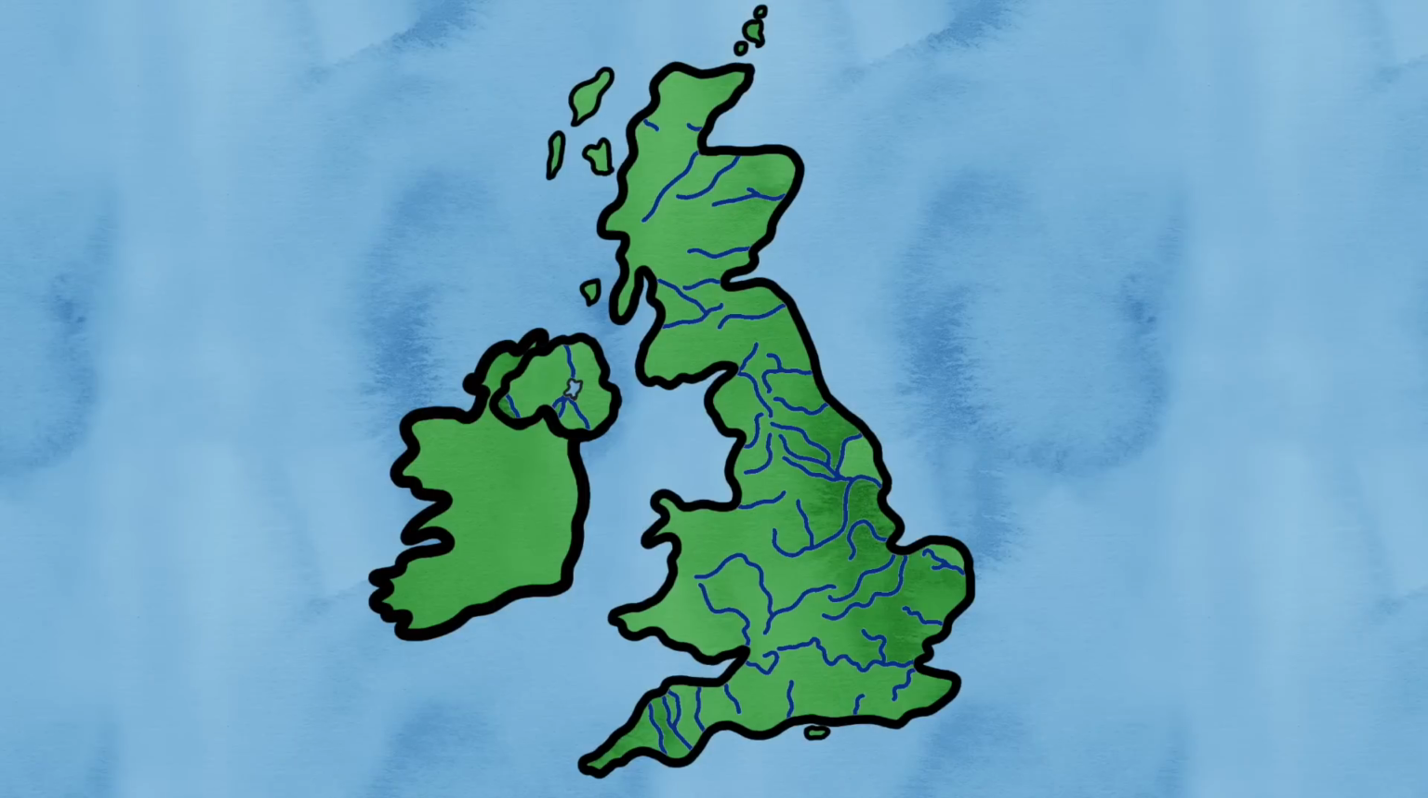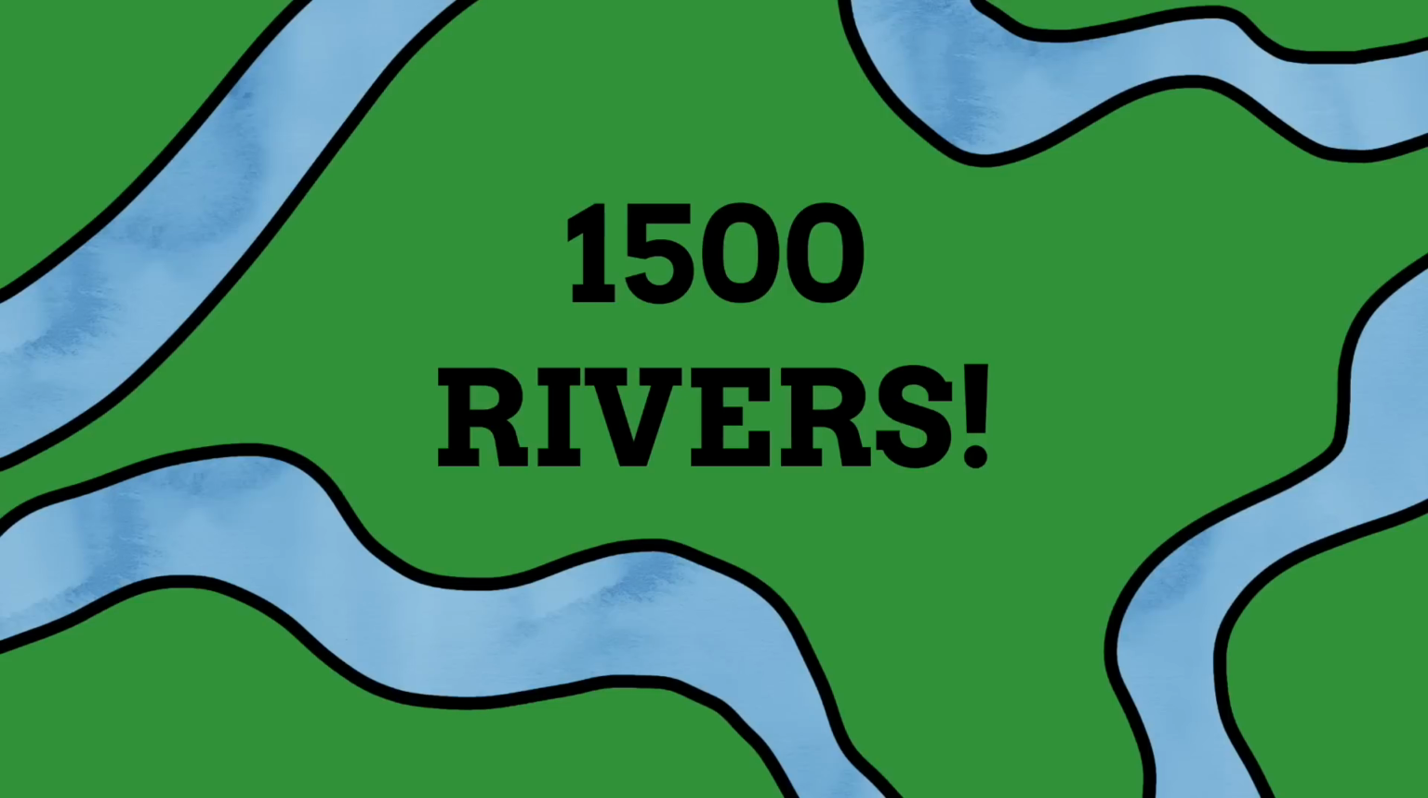The United Kingdom has a river naming problem. That problem being that there aren't enough names to go around for the amount of rivers that the UK has. One source claims that the UK has almost 1,500 different river systems, yet there are far from 1,500 different names for all of these rivers.